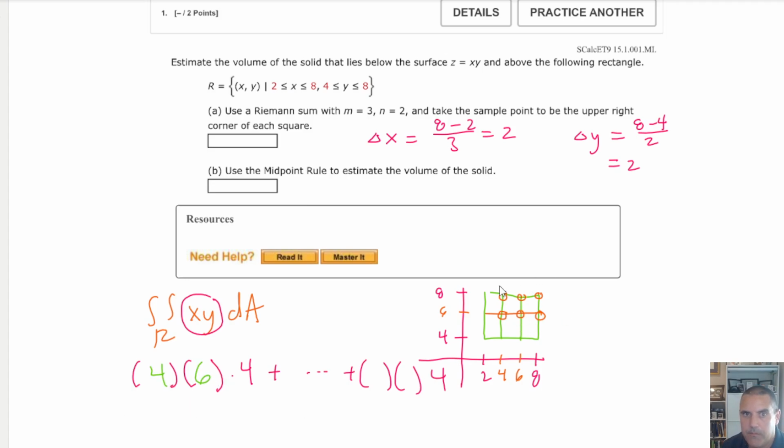And you keep going. The midpoint rule says do the exact same thing, but use the midpoint of each one. So the first midpoint would be 3, 5 for me. So instead of doing 4, 6, I would do 3, 5. Everything else will be the same. Okay, so that was just to sort of get you doing the notation, how you'd approximate.